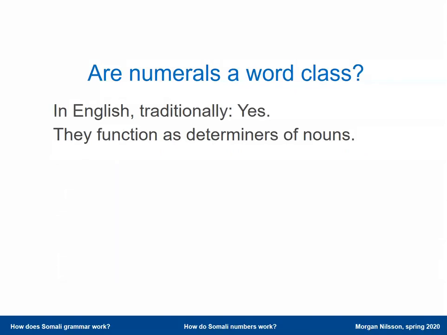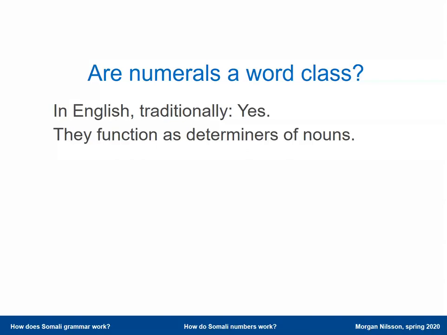And then finally, another question that is theoretically interesting. Are numerals a word class in Somali? Well, in most English grammars, there is a special word class, numerals. That's the traditional way of presenting English grammar, and also the grammars of most other European languages. And they function in a somewhat special way.